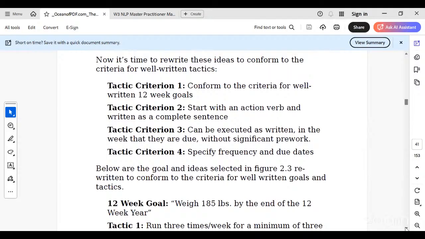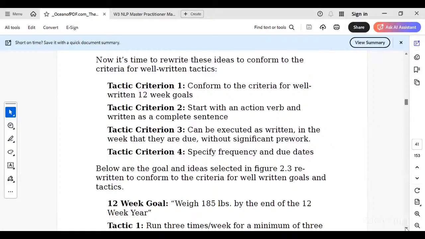Tactic criterion 1: conform to the criteria for a well written 12 week goal. Tactic criterion 2: start with an action verb and be written as a complete sentence. Criterion 3: can be executed as written in the week that they are due without significant pre-work. Tactic criterion 4: specify frequency and due dates. Below are the goal and ideas selected in figure 2.3, rewritten to conform to the criteria for well written goals and tactics.